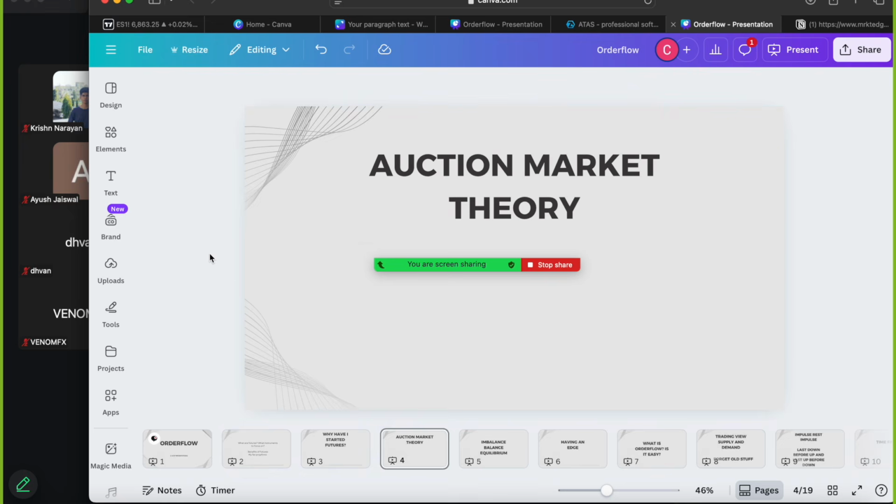And yes, it can be a little bit theoretical in the starting, but it is necessary because you have to always have your basics clear. So what exactly is auction market theory?